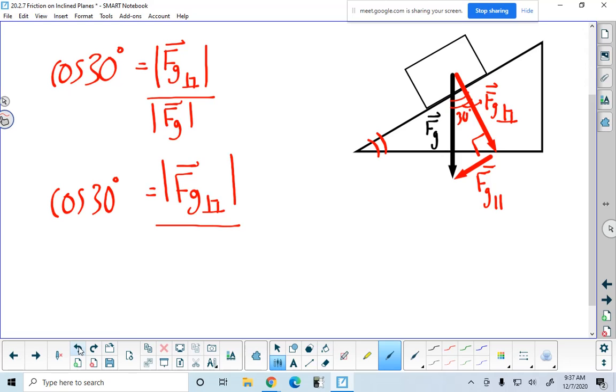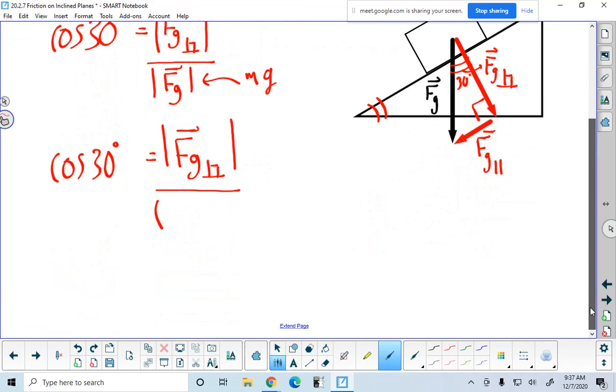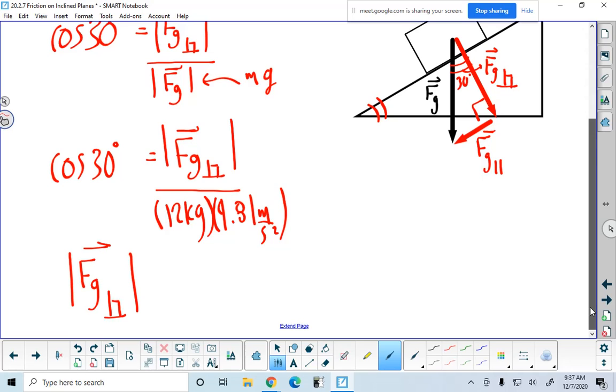So this is mg. The mass, which was, I think, 12 kilograms. I better go back and look. 12 kilograms times 9.81 meters per second squared. So when we cross multiply, the component of gravity that's perpendicular to the ramp will have a magnitude equal to 12 times 9.81 times cosine of 30 degrees. So take a minute, please, and calculate that.